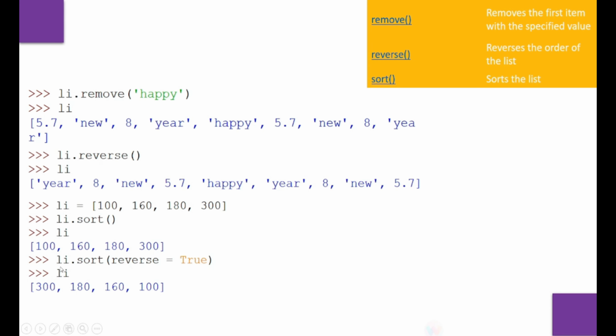li.sort(reverse=True). Then we will get the reverse of the sorted list.